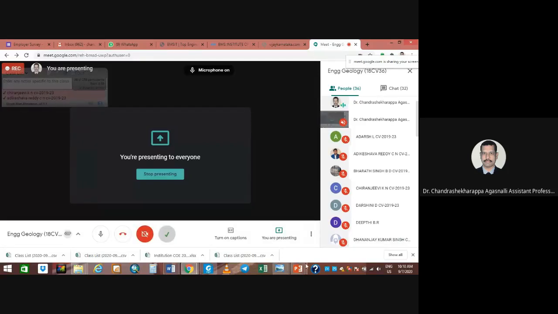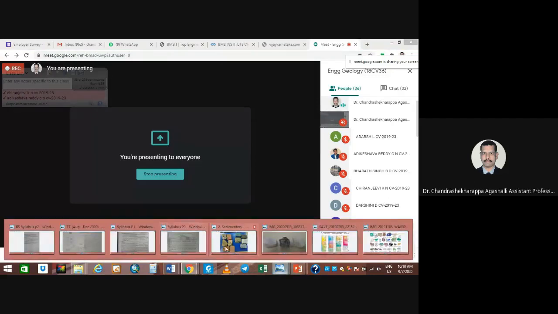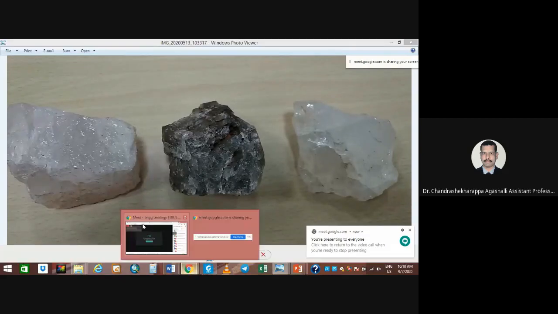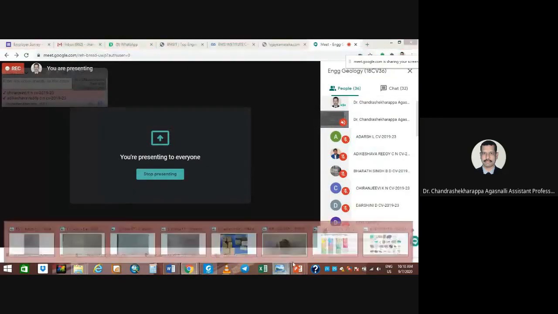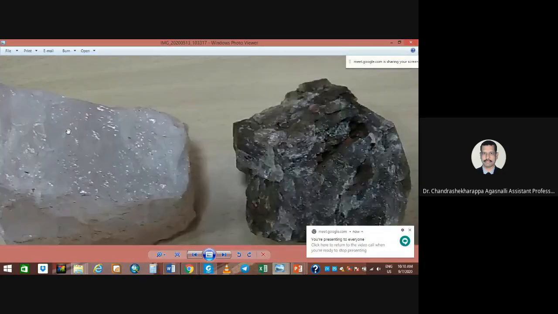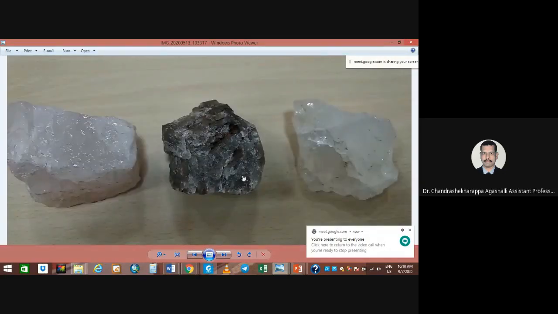This is the diaphanity property in minerals. Diaphanity is nothing but the ability of transferring light through a particular mineral. That is a property of the mineral. For example, if you take the quartz mineral, these are all the quartz group of minerals.